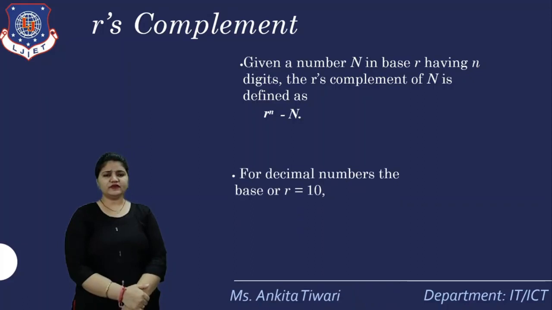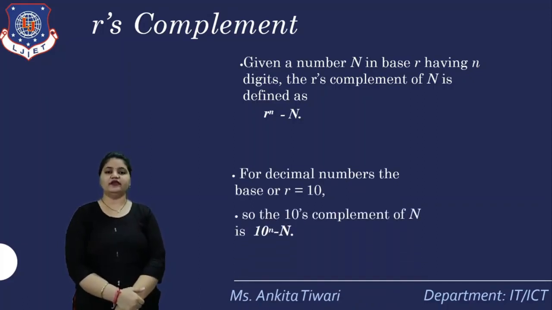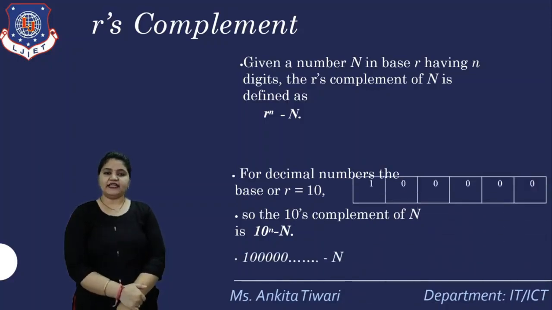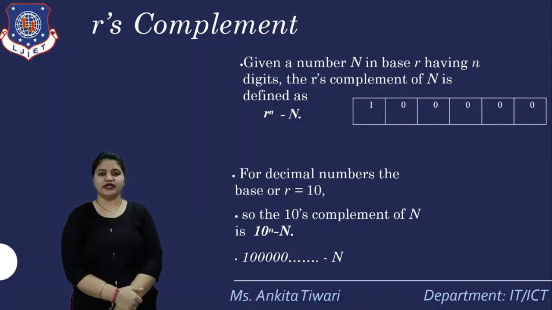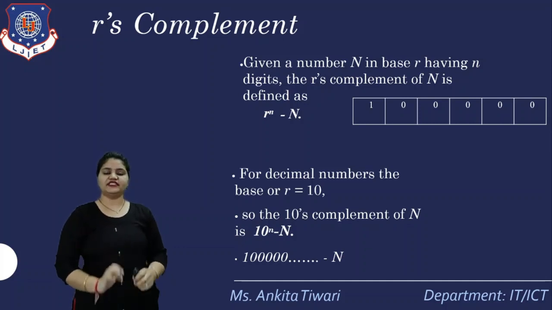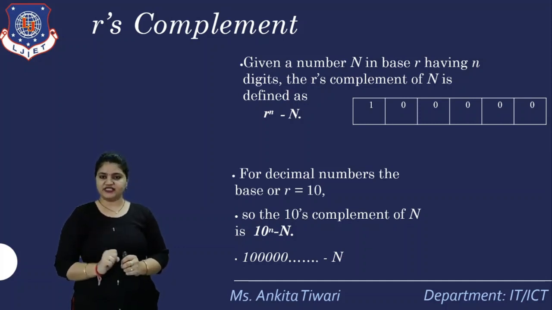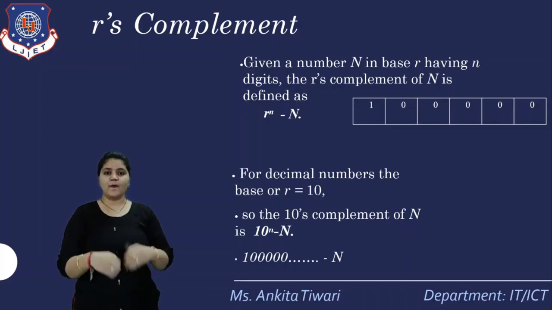Okay, so here suppose I am taking an example with the base 10. So here R is equal to 10. So we'll get the formula 10 raised to n minus N. Now suppose your number comprises 6 digits. Digit means numbers. So here 1, 2, 3, 4, 5, 6. Suppose 6 numbers it is. So 6 digits it will be. So small n is equal to 6. So your formula will be 10 raised to 6 minus your number 1, 2, 3, 4, 5, 6.